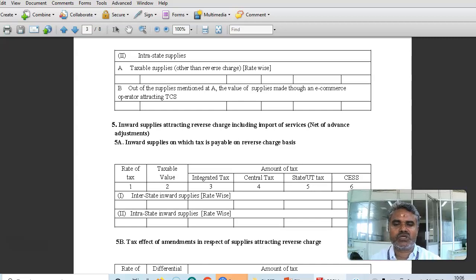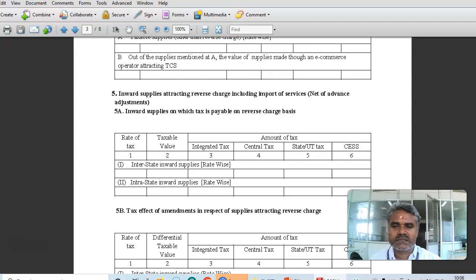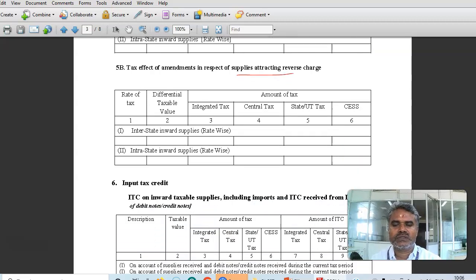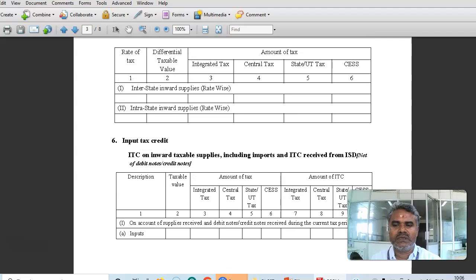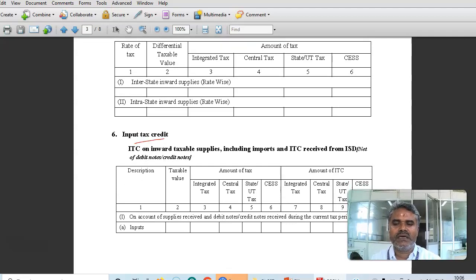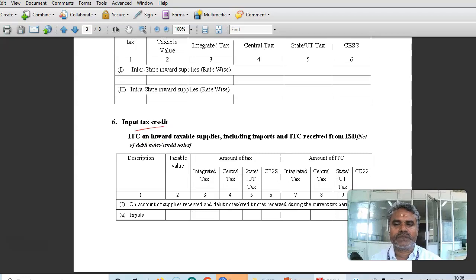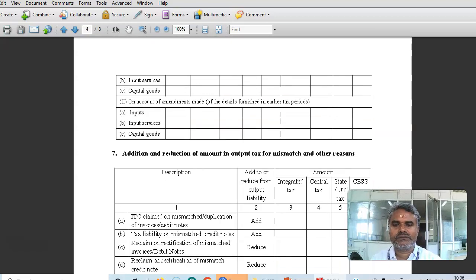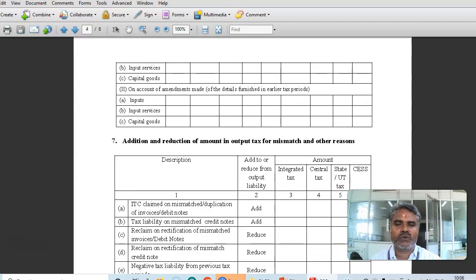Inward supplies attracting reverse charge, including import of services. Do you have any information regarding this topic? You have to give it. Then tax effect of amendments in respect of supplies attracting reverse charge, and also input tax credit. This is very important. Do you have any ITC? You give the detail: description, taxable value, amount of tax, and other information. Everything will be uploaded here.